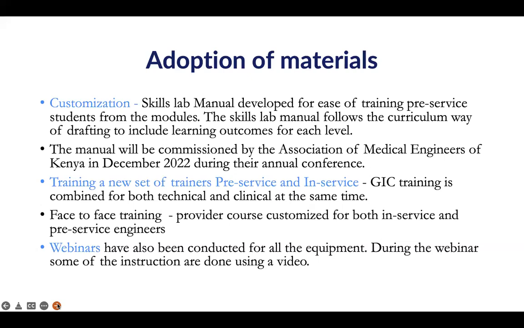The manual is planned to be commissioned by our Association of Medical Engineers in Kenya, and this is to be done in December 2020 after all the edits have been completed.